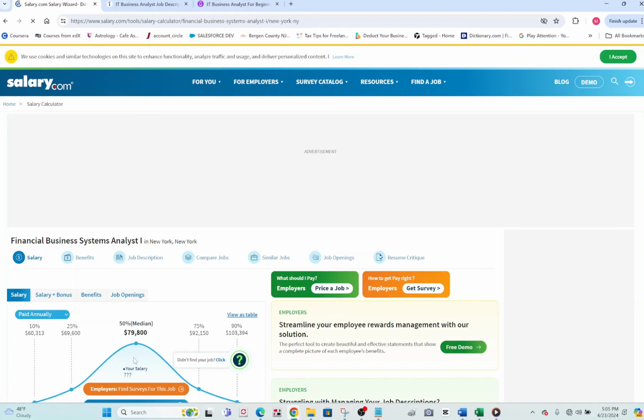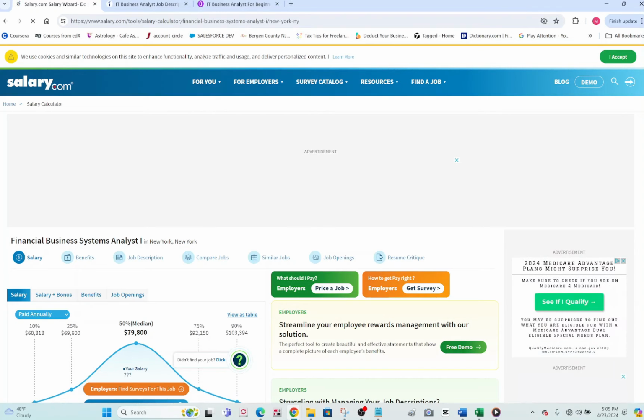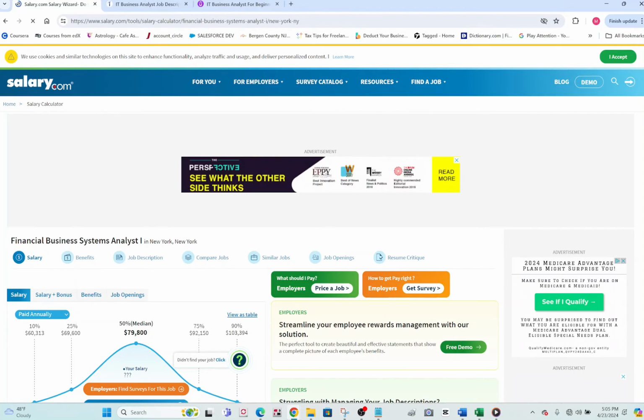Okay, so you're going to make a couple $1,000s more in the financial industry, and that really makes a difference long term. Because the other one was 94, and this is at 90%, and this is 103. Okay, that's almost $10,000.